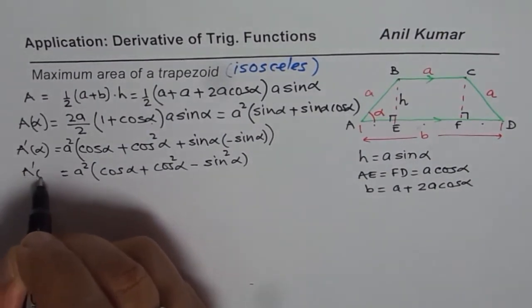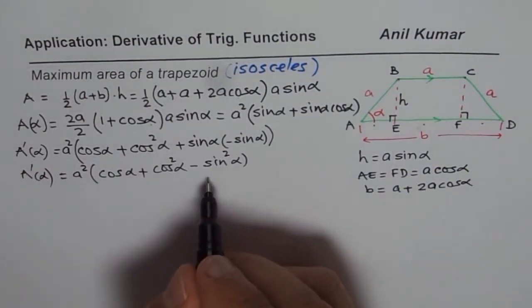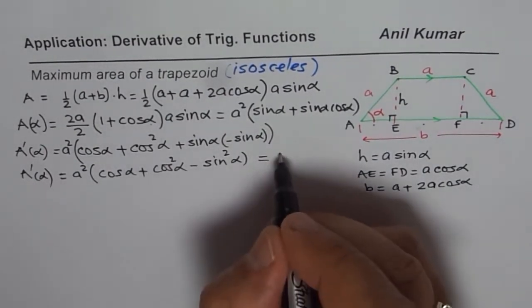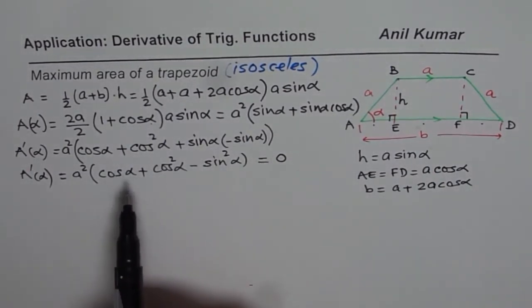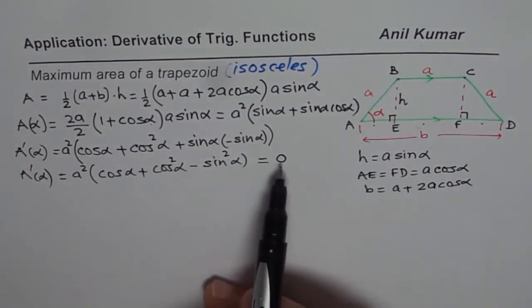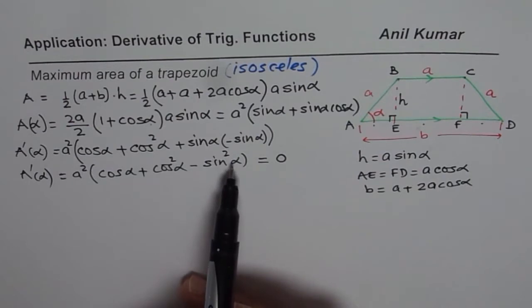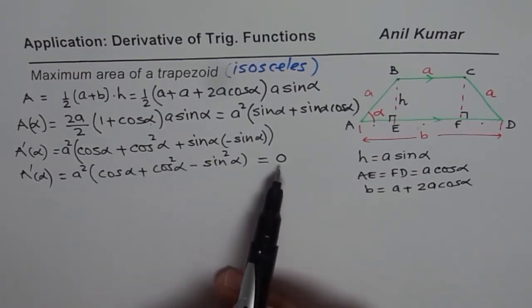That is the derivative. Now to maximize the area, we need to find the critical number. So at that number, the derivative should be equal to 0. So we have this equation to solve, the angle alpha which makes this 0. If I write sine square alpha as 1 minus cos square alpha, then I'll get a quadratic equation in cos, which we can factor and find the solution.